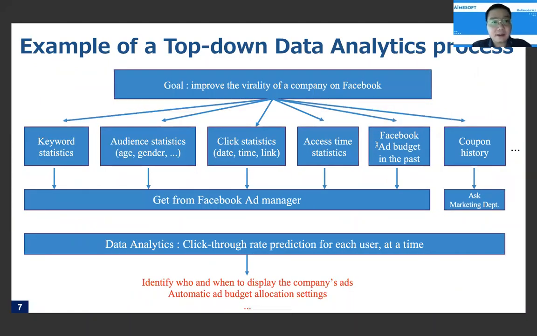So here's an example of a top-down data analytics procedure. I have the goal here to improve the virality of a company on Facebook. So now you need to break it into the data requirement. You need to know what kind of data you want to know to improve the virality of a company on Facebook.